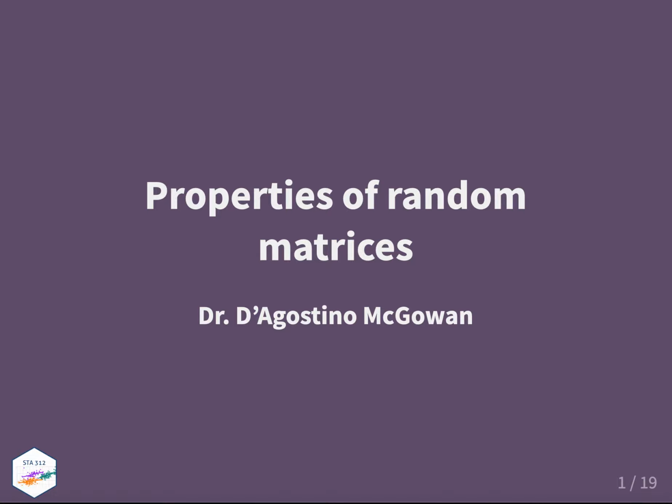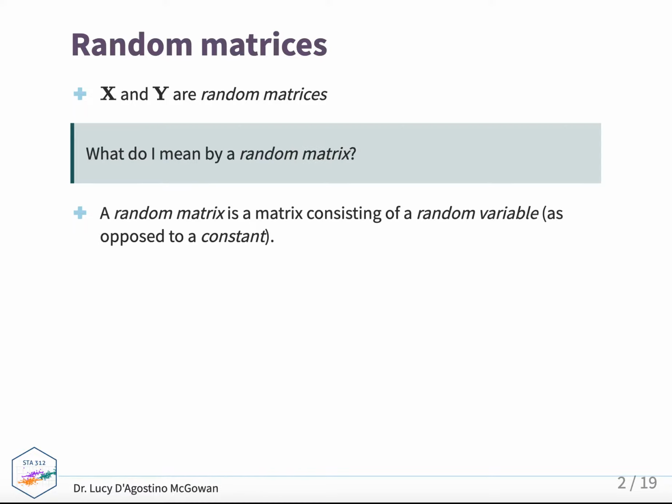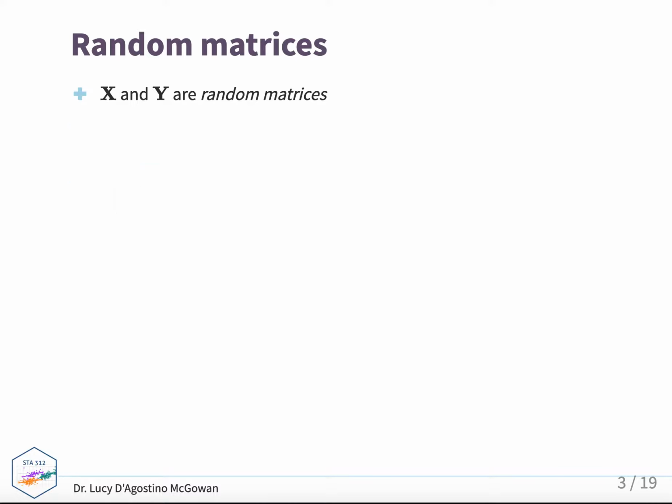All right, let's talk about properties of random matrices. So in my examples, X and Y are random matrices. And what do I mean by that? By a random matrix, I mean a matrix that consists of a random variable. This is in opposition to something like a constant, which would not be a random variable. So X and Y are random matrices. A and B in these examples are constant matrices.